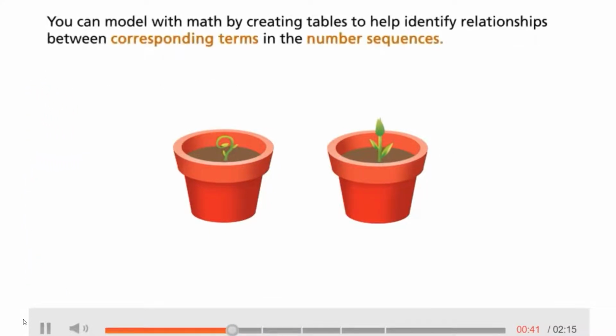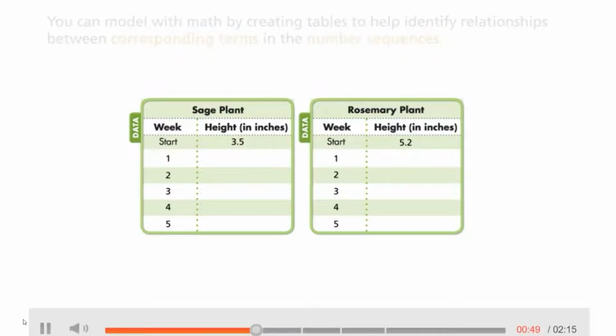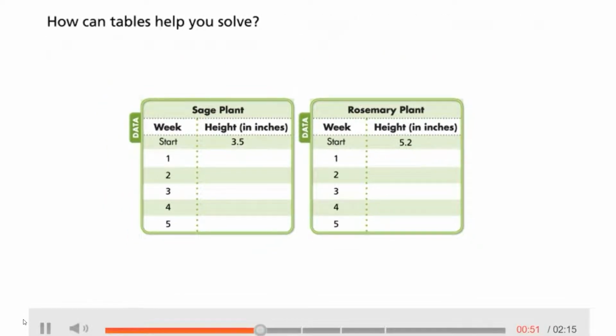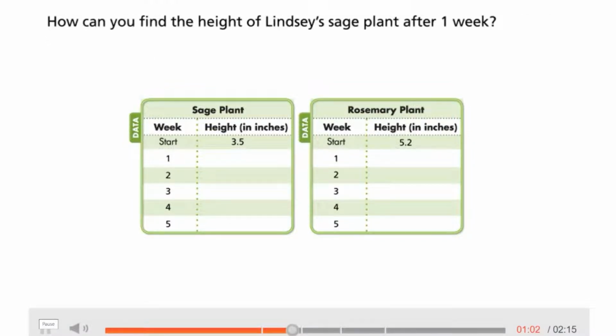You can model with math by creating tables to help identify relationships between corresponding terms in the number sequences. How can tables help you solve? Tables make it easier to compare the heights of the plants after each week and to see relationships. How can you find the height of Lindsay's sage plant after 1 week?